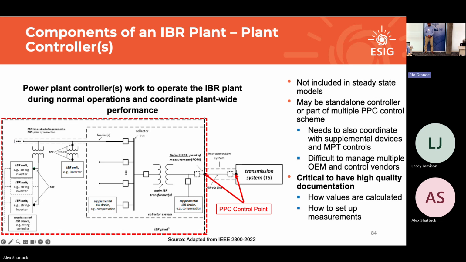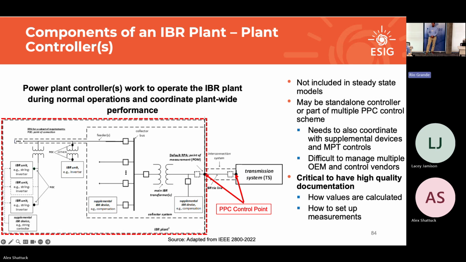Because these plant controller parameters, for the most part, are the ones you're tuning for your site. This is where the voltage schedule is. Your voltage deadband is. Your frequency droop is. Your frequency deadband. The normal operations. Your voltage set point that your utility sends to you. They're all here in the plant controller.